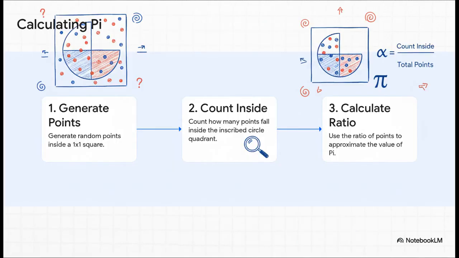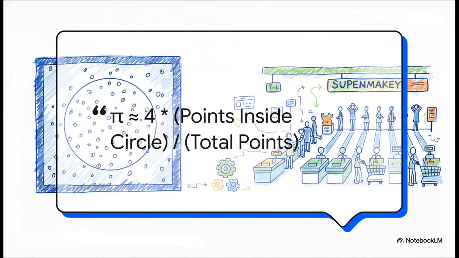All right, let's get back to that puzzle from the beginning. How do we find pi? Well, first, our simulation generates thousands of random points inside a perfect square. Step 2. For every single one of those points, it checks if it also landed inside a circle that's drawn perfectly within that square. And finally, it looks at the ratio of points inside the circle to the total number of points it generated. And here is the magic.